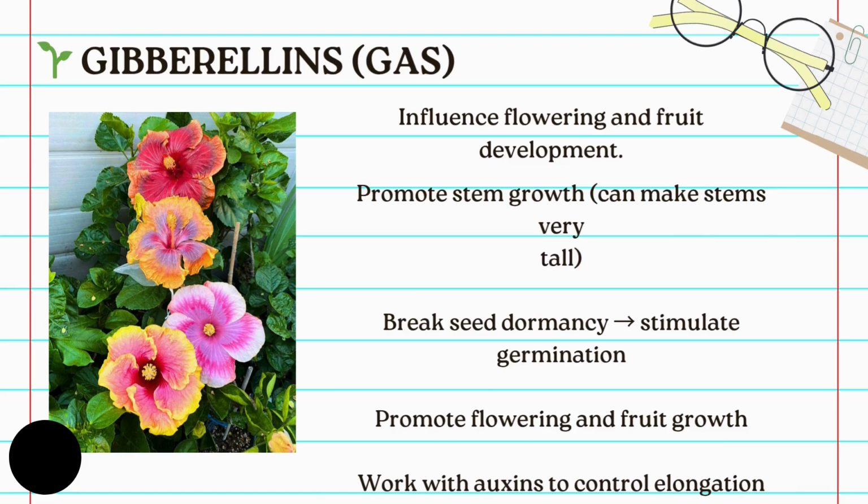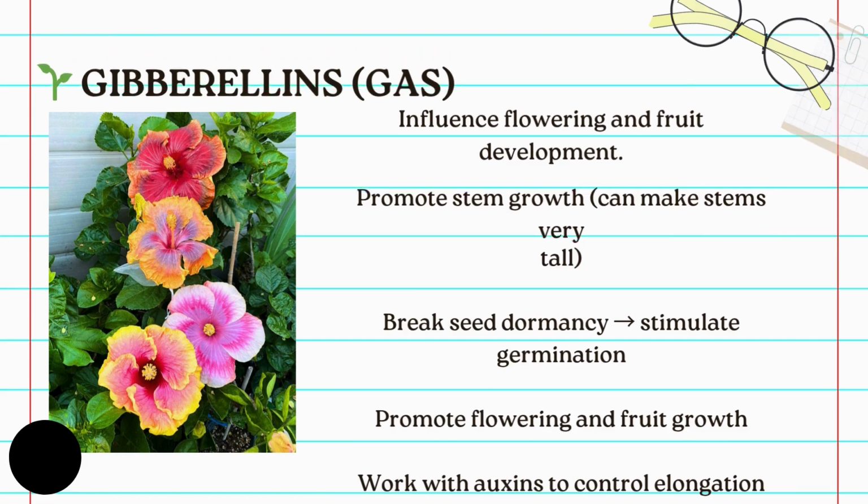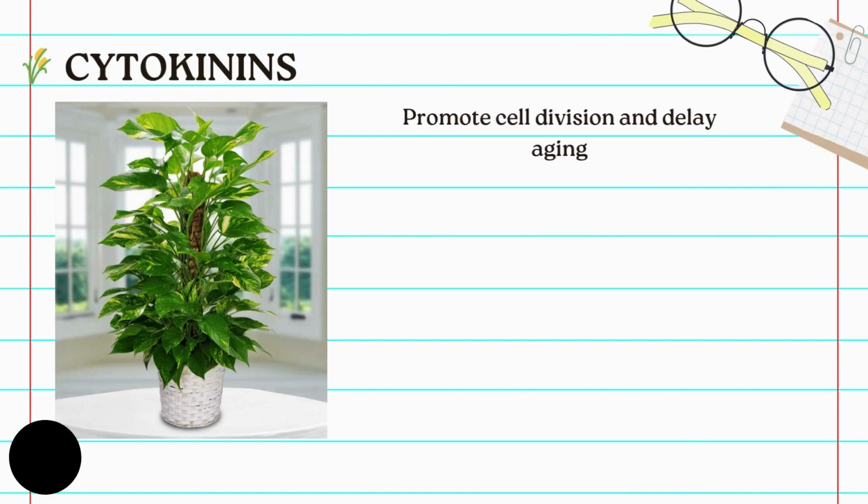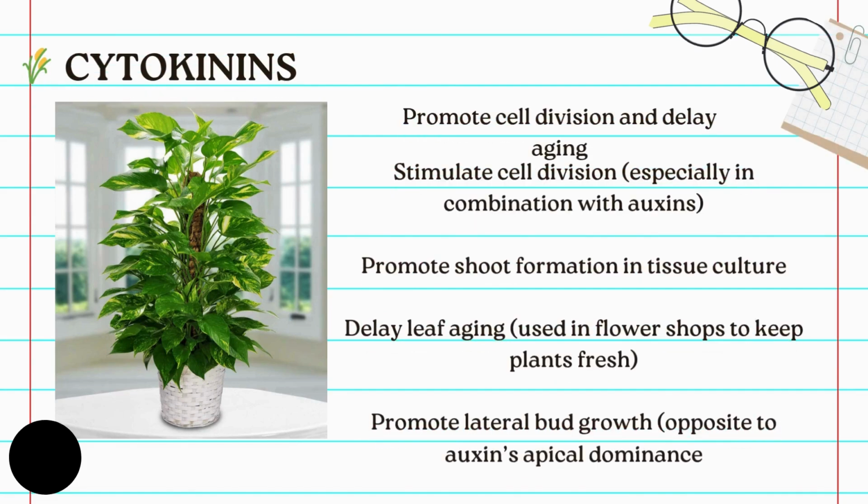And then we have another hormone, which is cytokinins, which plays a role in cell division. So mitosis in the plant, that's what it plays a role in. And it also delays aging in plants. So it stimulates cell division with the help of auxin, which we'll talk about. That's another hormone also. It promotes shoot formation in tissue cultures.